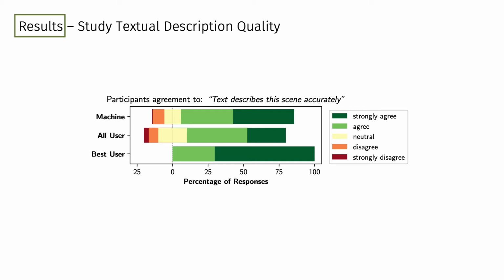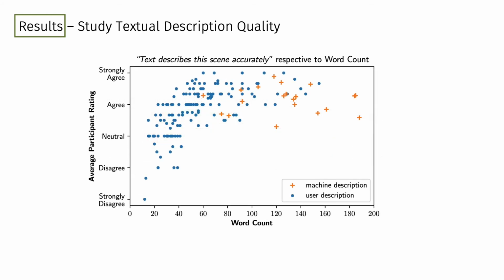I guess this is to be expected, but let's have a quicker look at what is the main problem with the user descriptions, why on average the machine description could outperform them. Well, that is basically, as we discovered, because they were low effort and short. And as you can see here, we have plotted on one axis the word count and on the other the average participant rating of description, with a blue dot for each user description and an orange cross for each machine description. And you can see there's a correlation between word count and rating for the user descriptions.